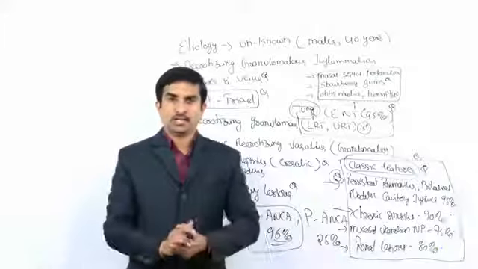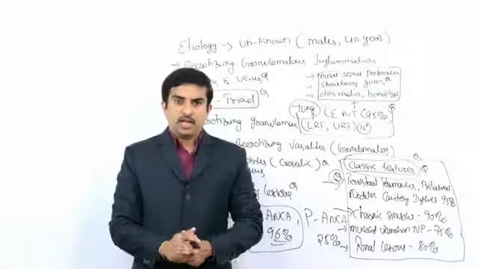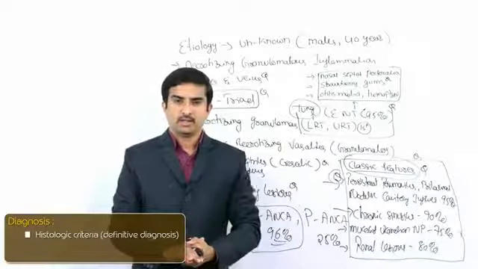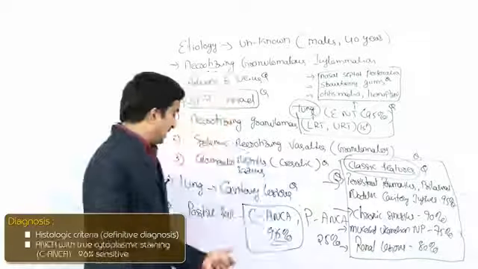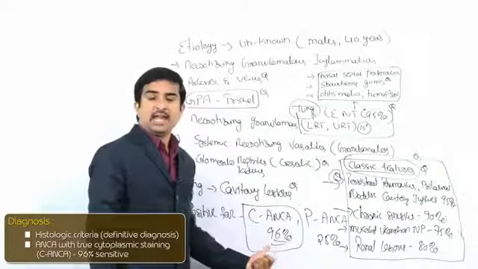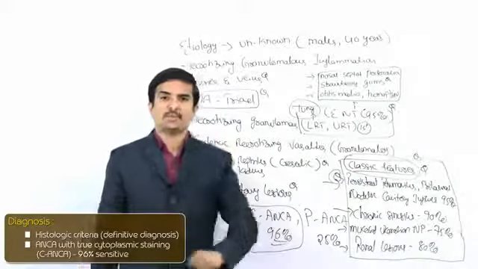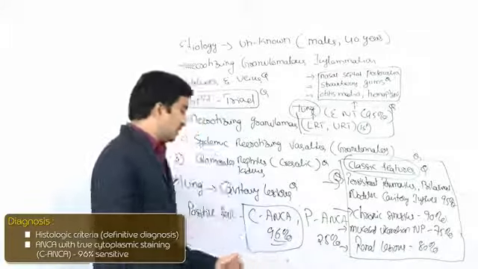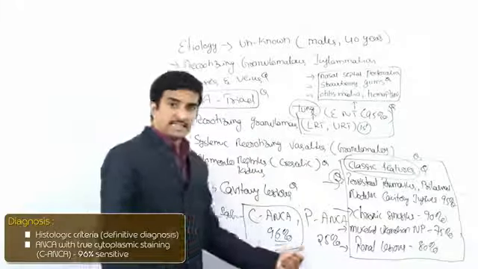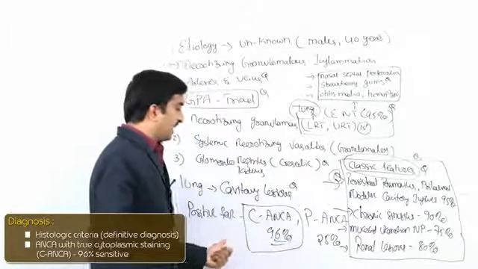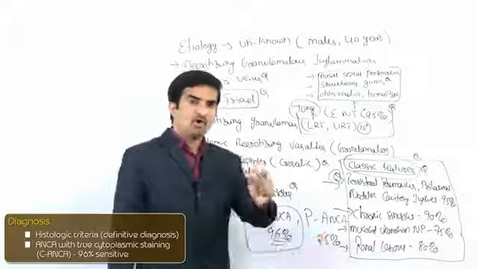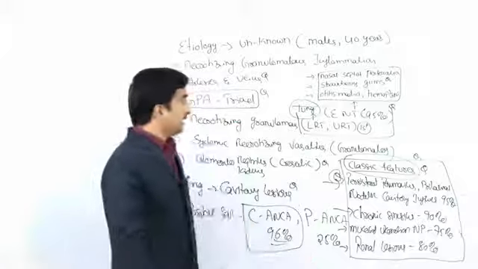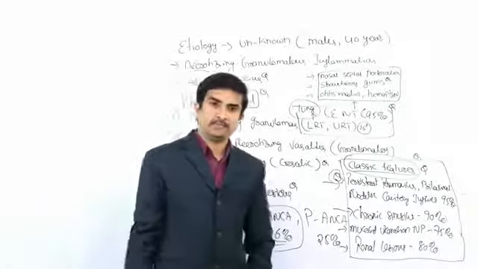Now, let us talk about the best tests. Histologic criteria are necessary for the definitive diagnosis. ANCA, we already discussed this. ANCA with a true cytoplasmic staining is sensitive in patients with active generalized GPA. As we already discussed, it is positive for both C-ANCA as well as P-ANCA, but most specific for C-ANCA. Right?